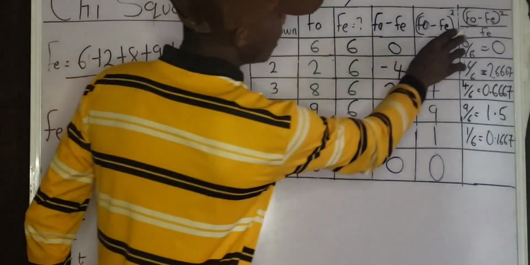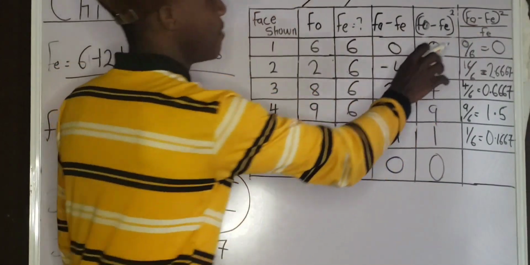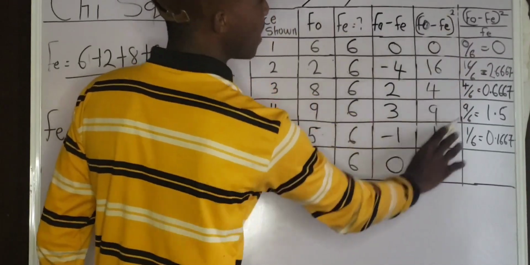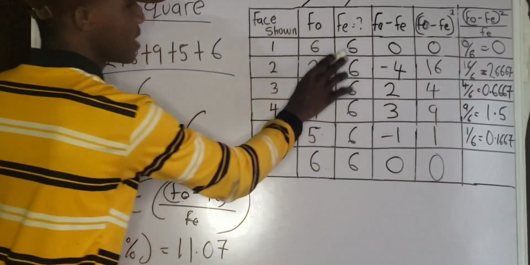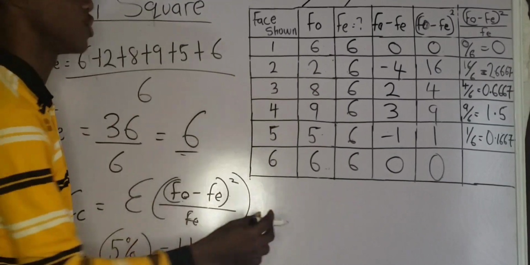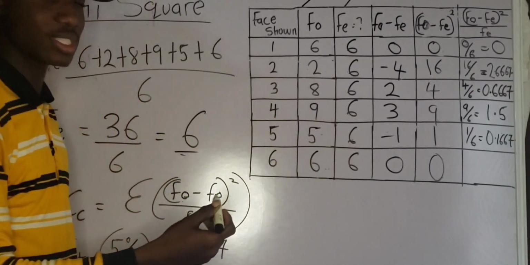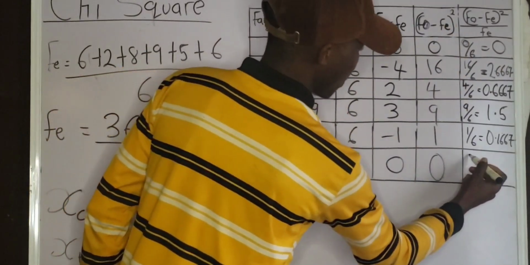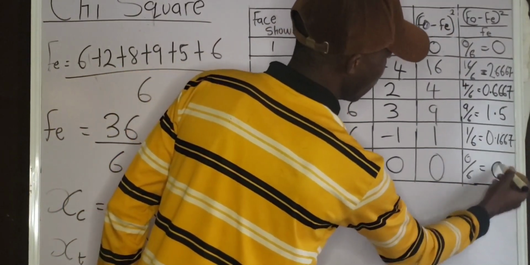You know, this is the difference. I have already squared the difference. This is the square of the difference. I'm only dividing this square of the difference by the expected value. And the expected value, which is the expected face shown, is what? 6666. Is that not it? So I'm dividing this value by this value. So for these cells, I'm going to have 0 divided by 6. That is what? 0. You understand?